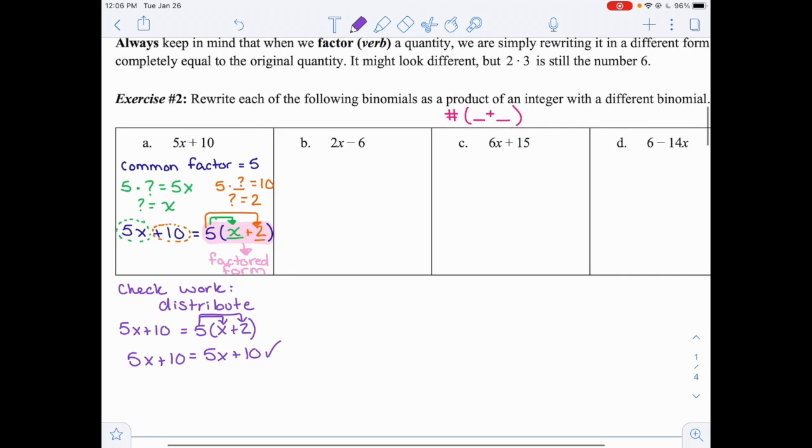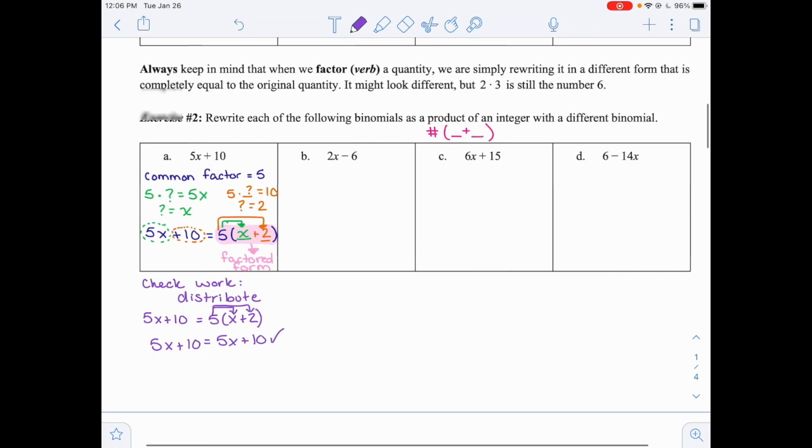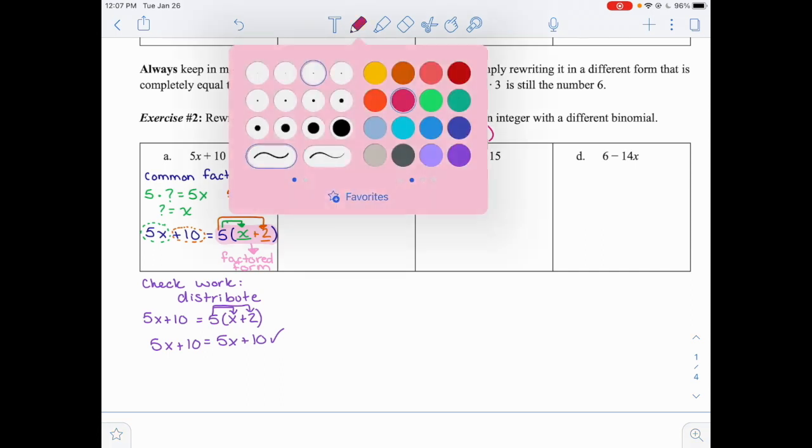So I encourage you right now to pause the video and give B, C, and D a try. If you want to watch B first and then try C and D, that's fine as well, but I really want you to try these on your own and see how you do.